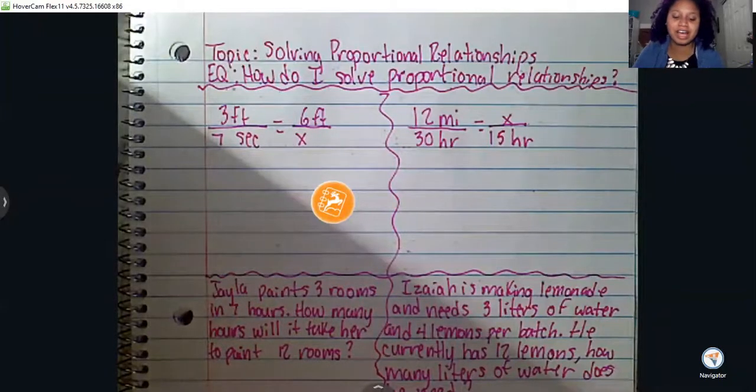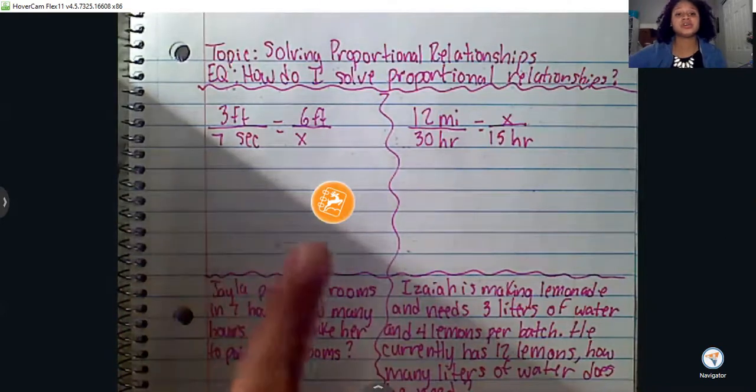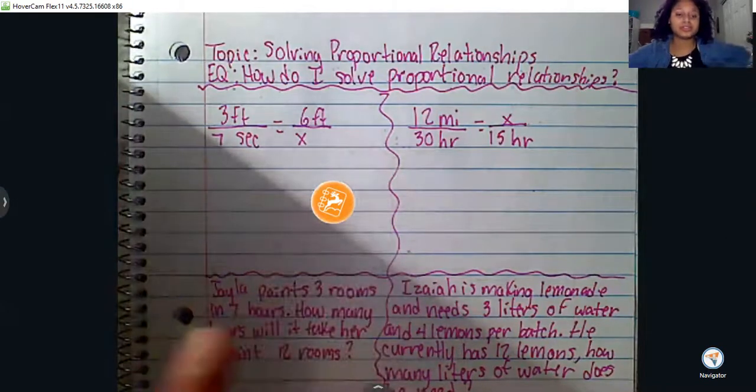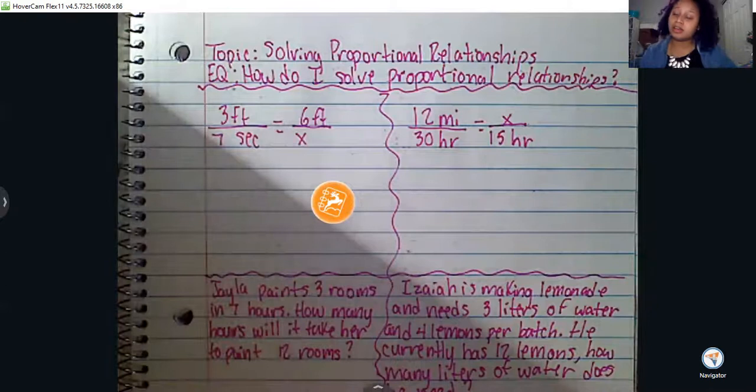Hello, so today our topic is solving proportional relationships. Our essential question is, how do I solve proportional relationships? So we're going to look at two different situations. Sometimes we'll be given the proportion, so they give you the actual proportion for you to solve. Other times they'll give you a word problem where you have to first write the proportion and then solve the proportion after you write it down.